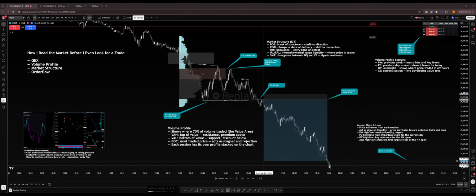GEX gave the bias, volume profile gave the structure, ICT gave the entry trigger, Orderflow confirmed it. That's the full process. That's how I read the market before I place a single trade. GEX for bias and targets, volume profile for levels and structure, ICT for market structure and entries, Orderflow to confirm, session context for how I adjust.